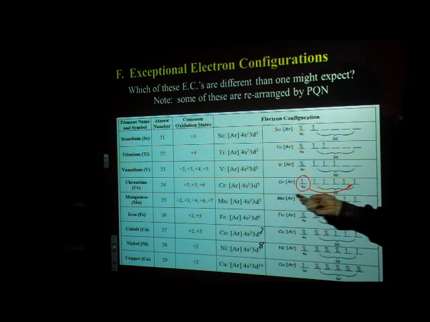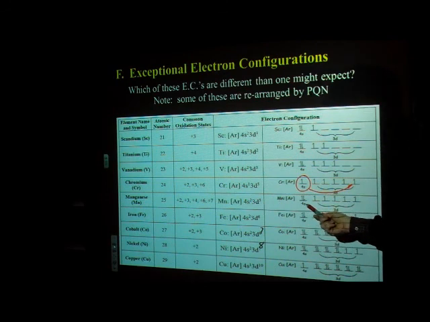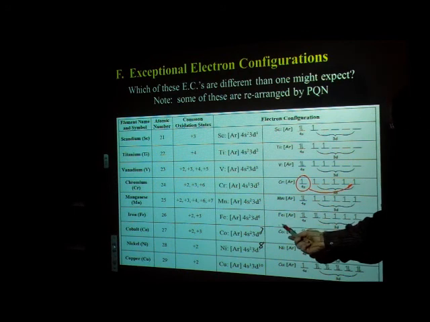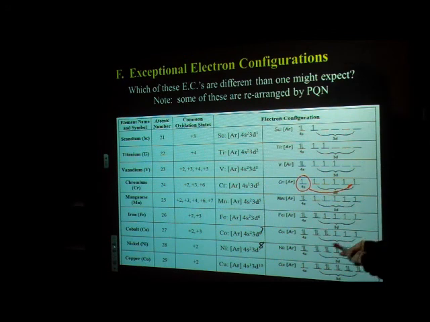All right, we look at the next one, manganese. We're back to 4s2 and then 3d5. And iron, 4s2 and 3d6. That's great. Cobalt, 4s2 and 3d7. Nickel, 4s2 and 3d8. And then copper is another weird one.